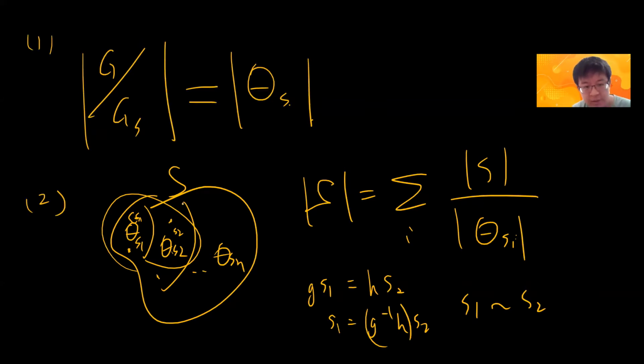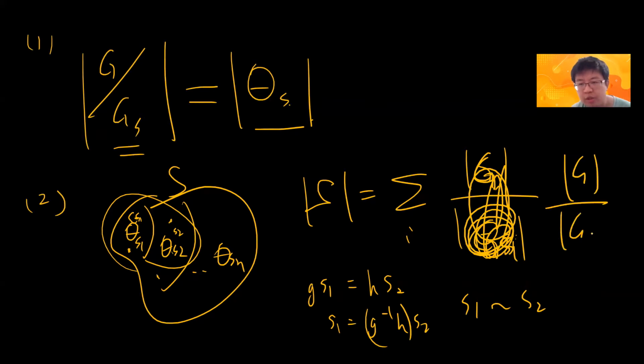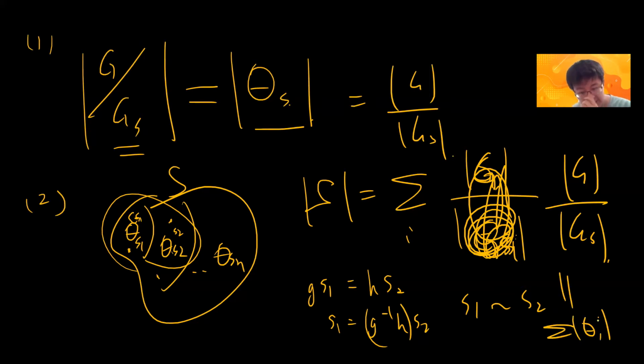So this will partition S into a disjoint union of orbits, and the number of elements in each orbit is |G| divided by |G_s|, where this is the stabilizer. Yeah, G divided by G_s. Okay, and this is the sum over the orbits. I think once we have this, then we are very close to a proof.